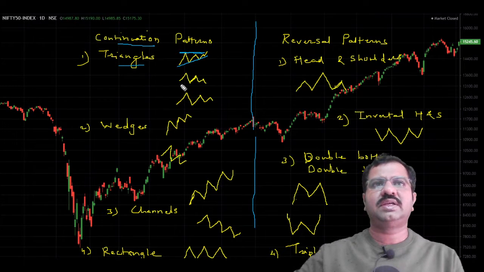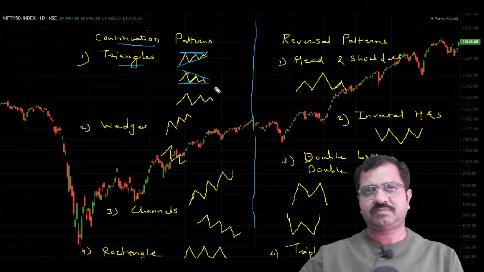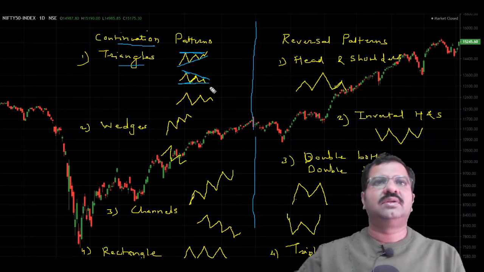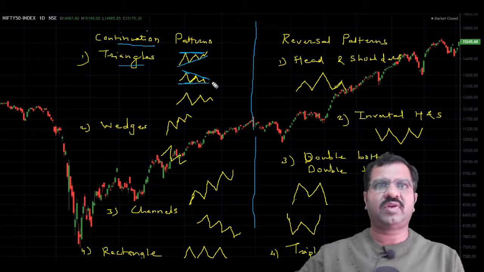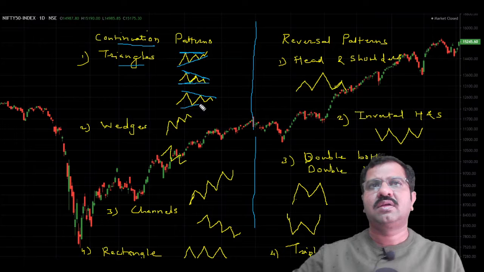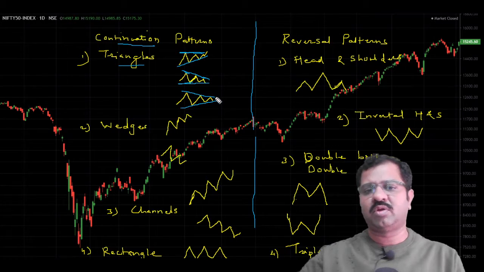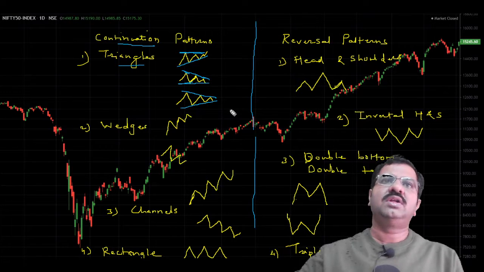The second one is the descending triangle, where you can see that the support line is horizontal and the resistance line is a trend line, and its slope is downward, so it is called a descending triangle. The last one is the symmetric triangle, where both these lines are sloping. The resistance line is sloping downward and the support line is sloping upward. This is called a symmetric triangle.